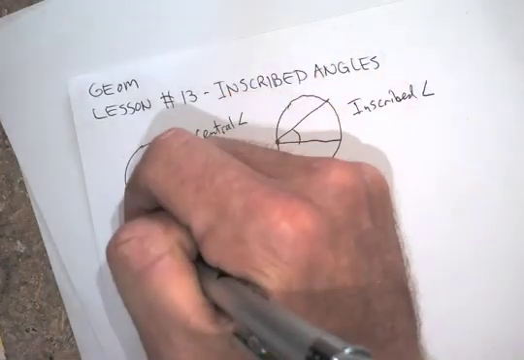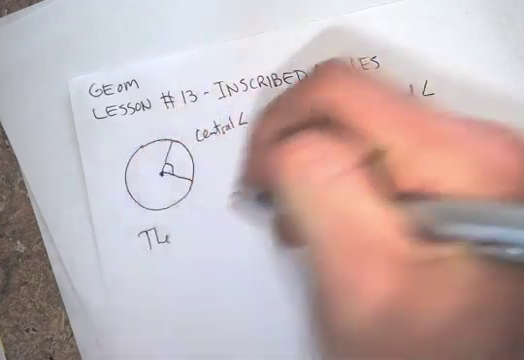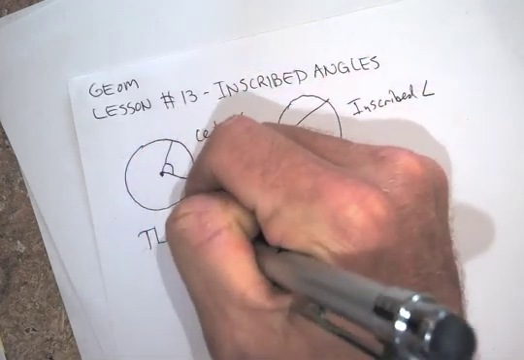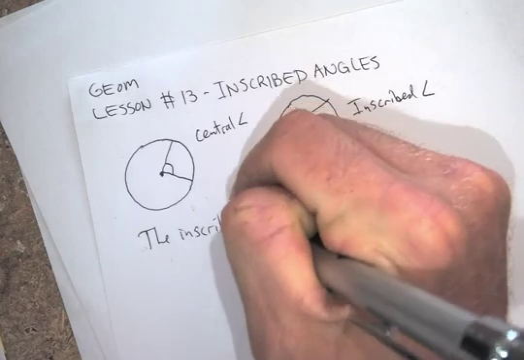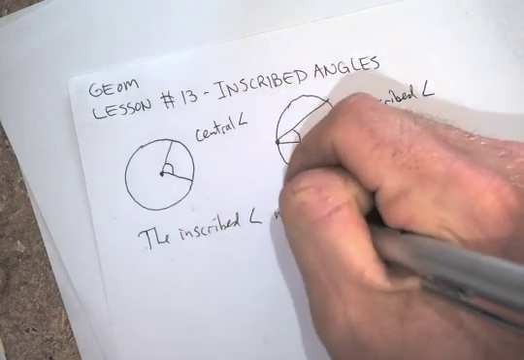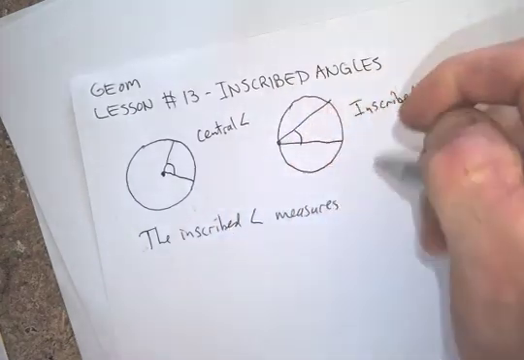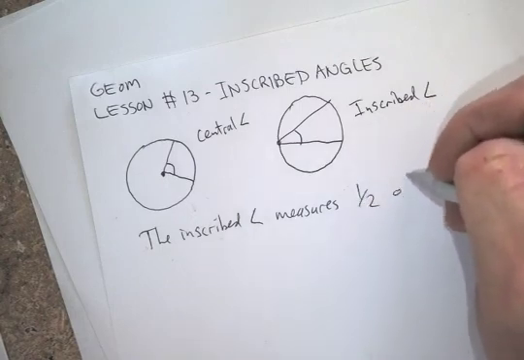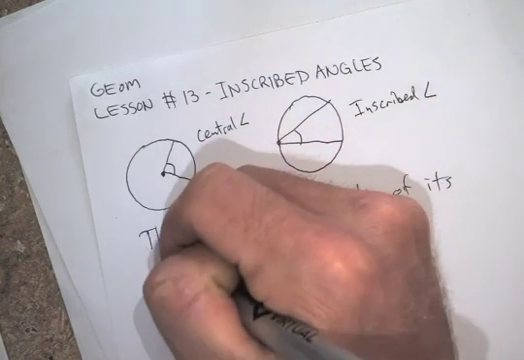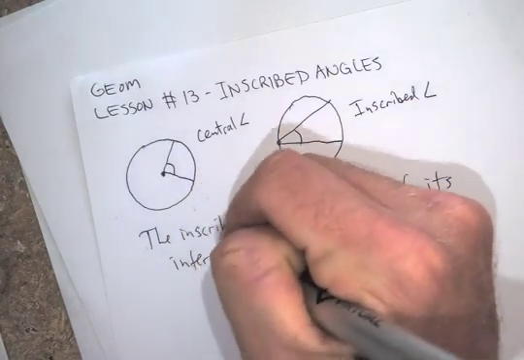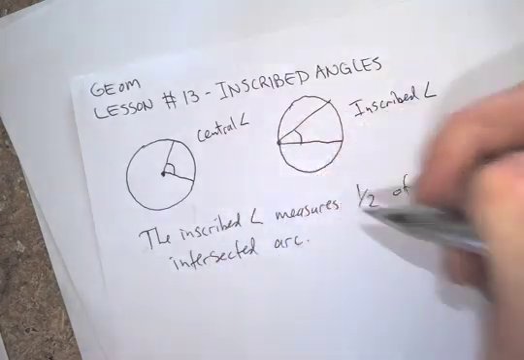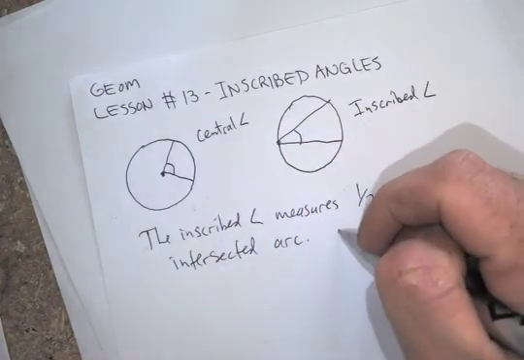So here's the big idea. What you need to know about an inscribed angle is that the inscribed angle measures half of its intersected arc. Okay, I'll show you what that means. So here's a picture.